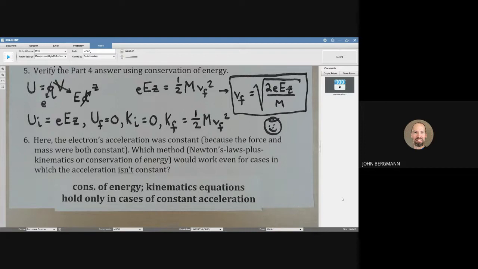Kinematics equations, like the one we used, the no-time equation, hold only for cases when the acceleration is a constant. If the acceleration is not constant, you cannot use those simple kinematics equations. But conservation of energy holds in a broader number of cases.